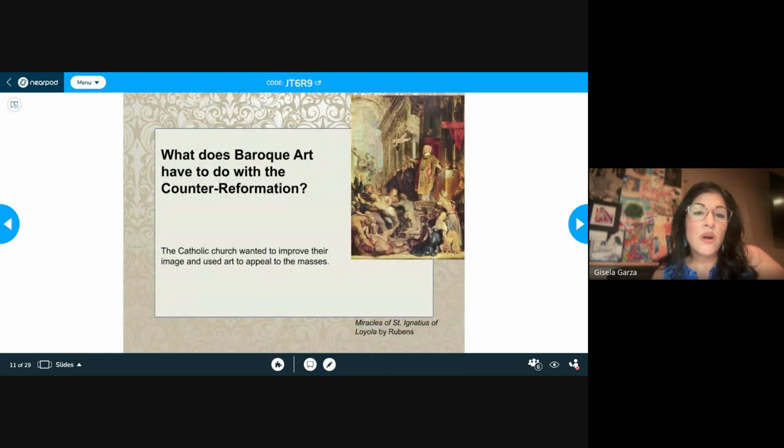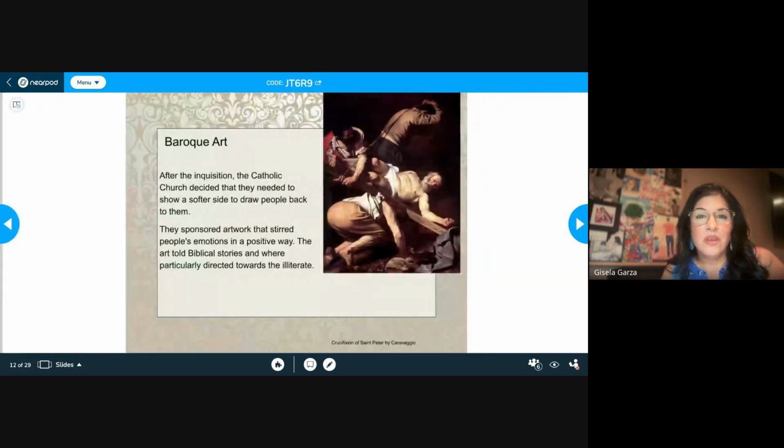And what does Baroque art have to do with the Counter-Reformation? So, the Counter-Reformation: the Catholic Church wanted to improve their image. Again, they had a bad image of scaring people, and they wanted to use art to appeal to people. They were improving their images now, and they were going to appeal to the masses, even the illiterate.